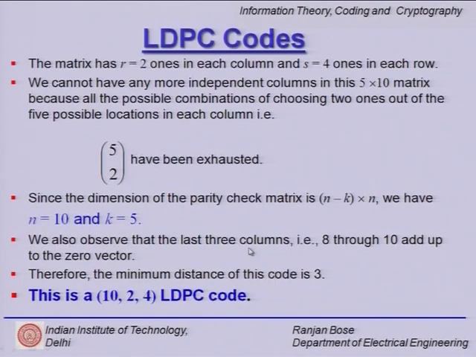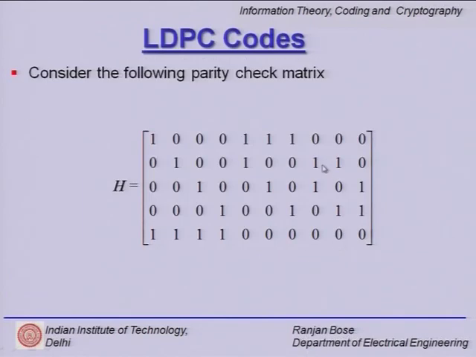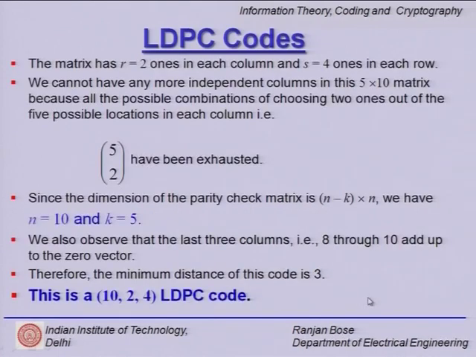We also observe that the last 3 columns add up to the 0 vector. If you go back and look at these, 0 0 0, 1 plus 1 is 0, 1 plus 1 is 0, 0 0. So, the last 3 columns, if you add them up, give 0, and you can try as much as you want, you cannot find 2 columns adding up to 0. So, the minimum number of columns that add up to 0 is 3. Consequently, d star must be 3, and hence it is a single error correcting code.